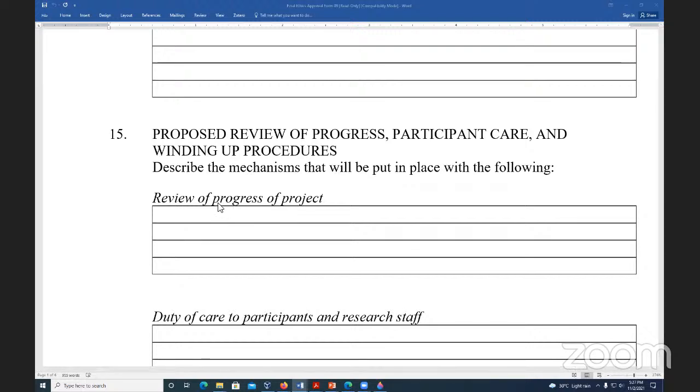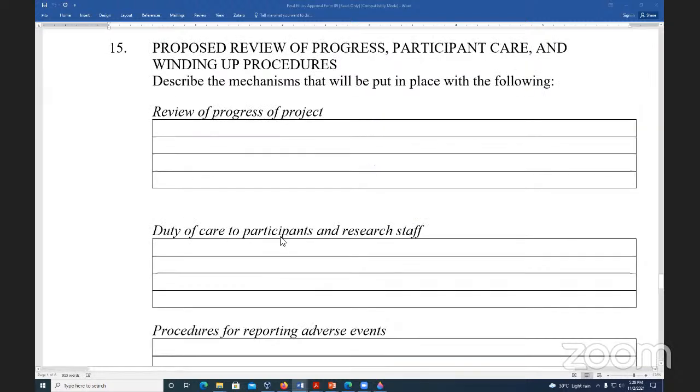So this is saying that we're going to review what's happening with the project. So the project will be reviewed weekly, monthly, something like that. You could say that you're going to report to your supervisor, or whoever. It's basically saying that the project will be reviewed to see if there's anything wrong. This is saying that in case something goes wrong, either to the people on the team, that's you guys, the research staff, or to people in the study, you're going to do something.